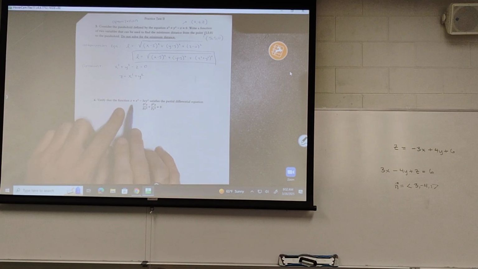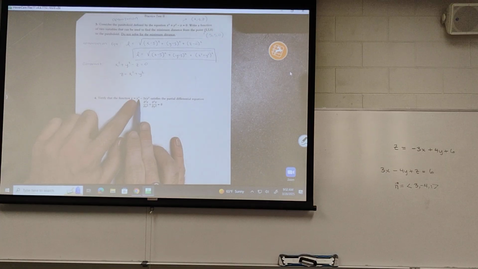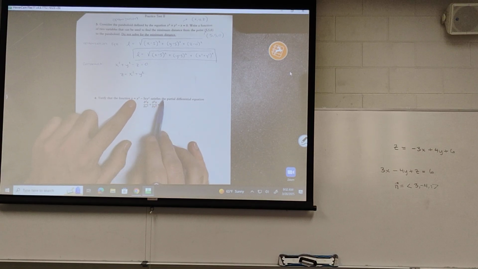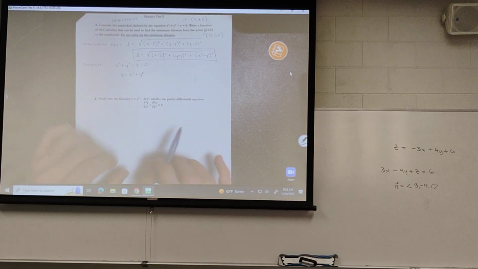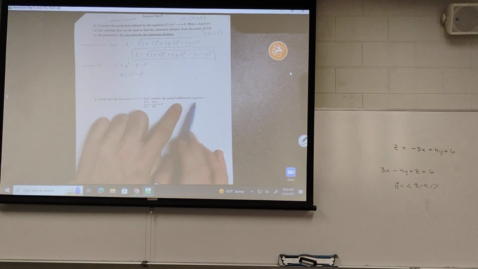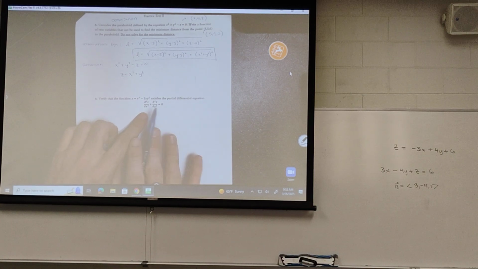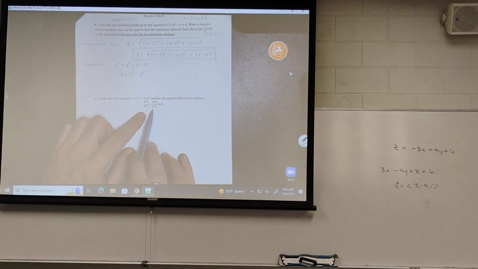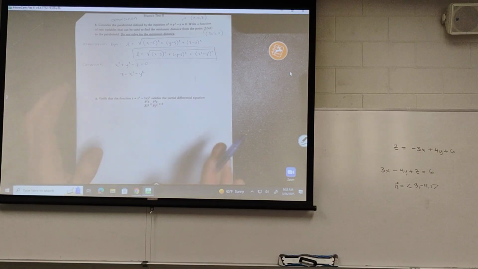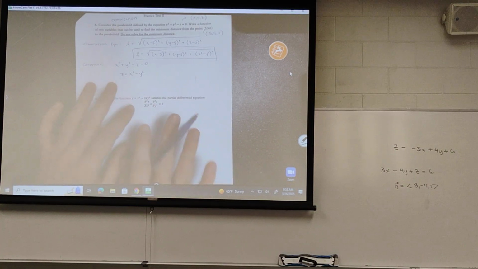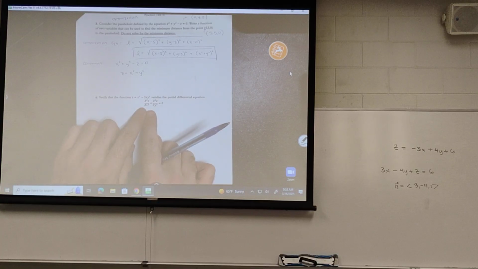Number 4. Verify that the function z equals x to the third minus 3xy squared satisfies the quote-unquote partial differential equation. Now, if we're thinking, I didn't take partial differential equations yet, it's okay. Although we have not talked about this at all, it actually turns out to not be that bad of a problem. This is just saying, show that your second partial with respect to x plus your second partial with respect to y equals 0. That's it. Find your second partials, add them together, show that it equals 0.